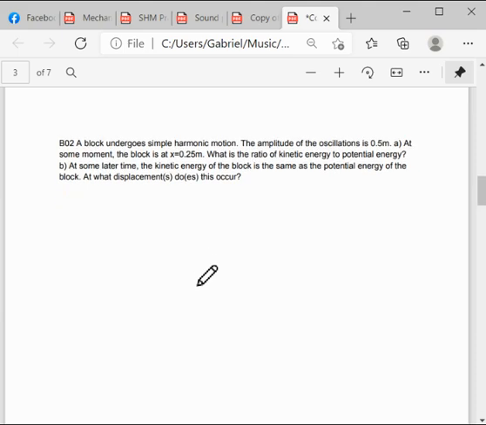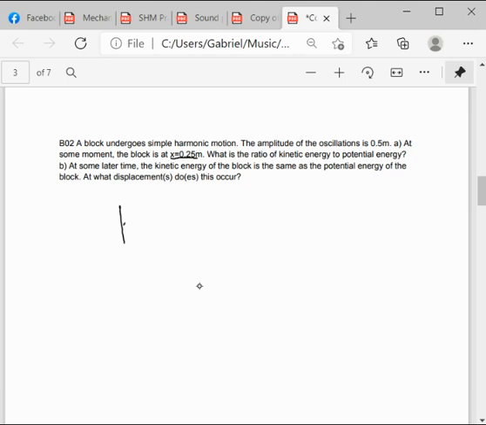Anyways, last question for now is we have a block that undergoes simple harmonic motion. We know the amplitude of oscillations, and we know at some moment the block is at this position here. And what is the ratio of kinetic energy to potential energy? So that's the first question, and then the second question talks about the energies being the same. Let's start with the first part.